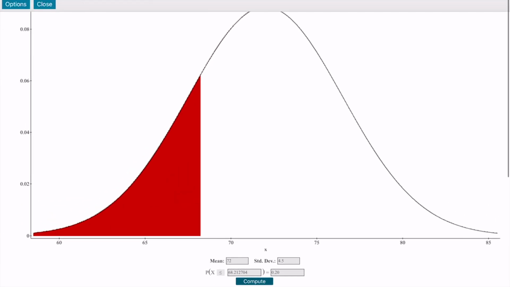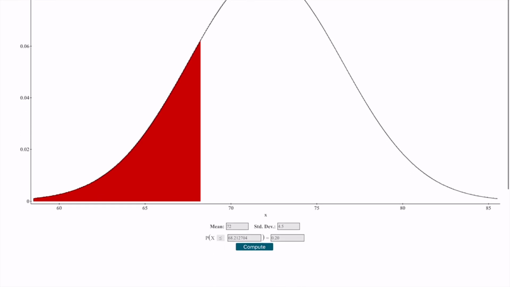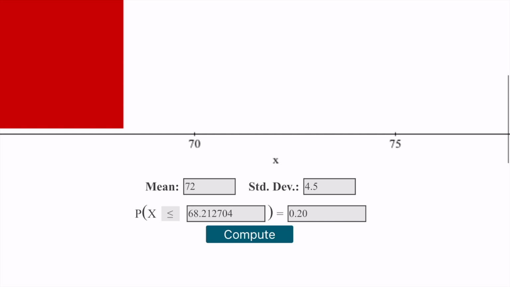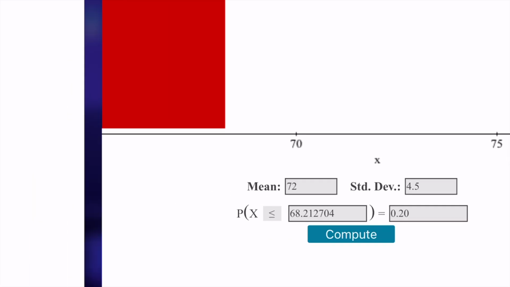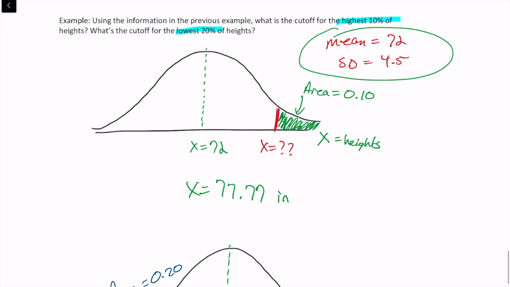So let me back out once again. We can see this is a picture where we have the cutoff and the area to the left of it is 20%. And that answer is, to 2 decimal places, 68.21 inches. So X equals 68.21 inches. And once again, guys, I implore you to draw a picture because that makes sense, right? The lower 20% should be to the left of the mean, so we should expect an answer that's less than 72. That's what we got. But in the previous question, when we were to the right of the mean, we should expect an answer greater than 72, and we got 77.77 inches.